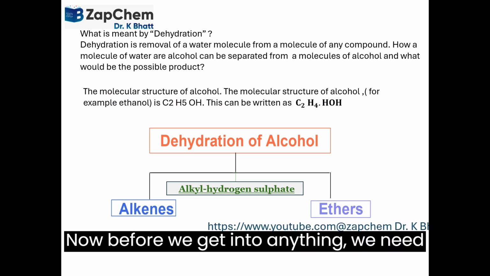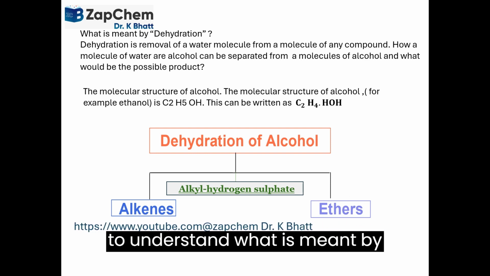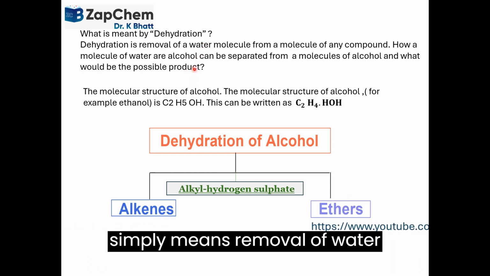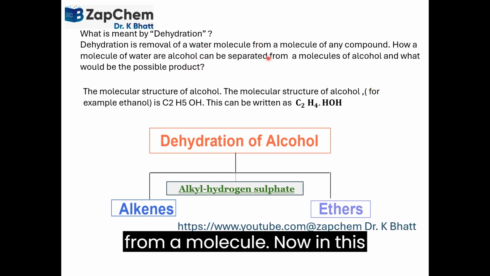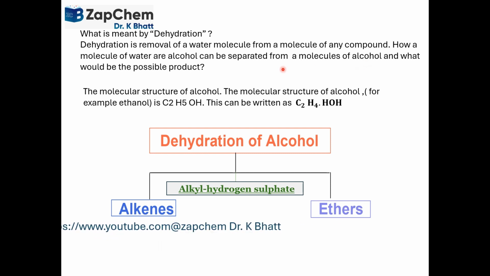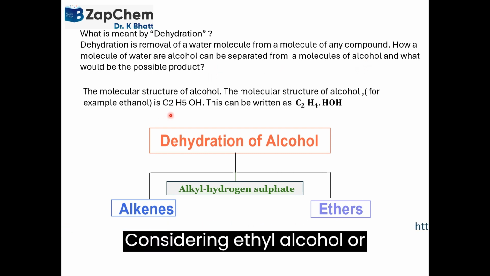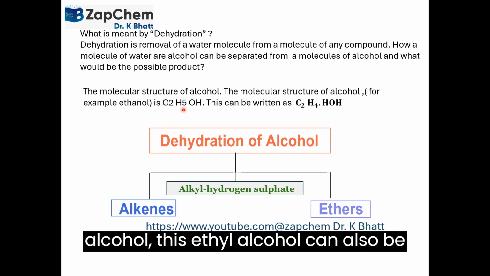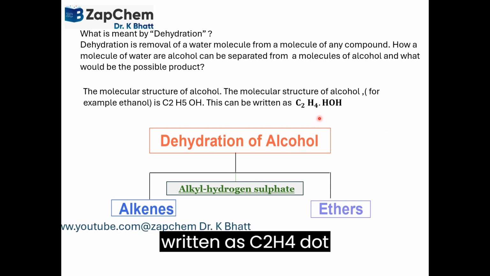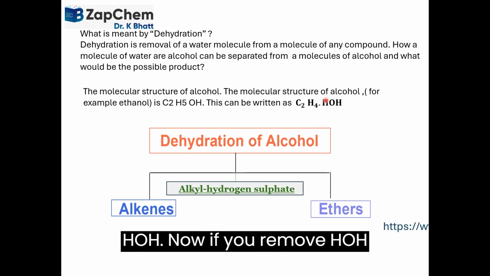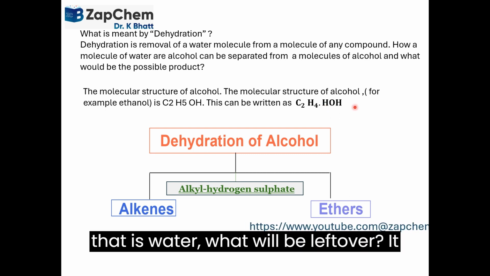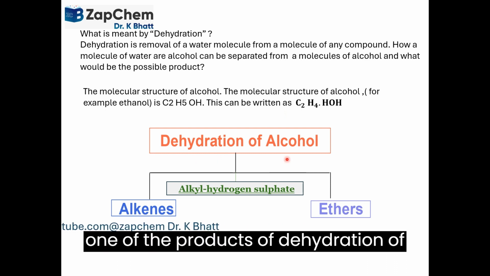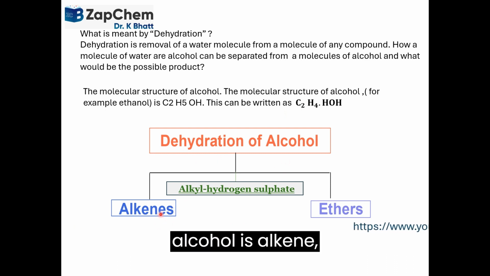Now, before we get into anything, we need to understand what is meant by dehydration. Dehydration simply means removal of water from a molecule. Now, in this case, it is alcohol. Considering ethyl alcohol or ethanol to be the case, a primary alcohol, this ethyl alcohol can also be written as C2H4.HOH. Now, if you remove HOH, that is water, what will be left over? It will be C2H4. Therefore, one of the products of dehydration of alcohol is alkene.